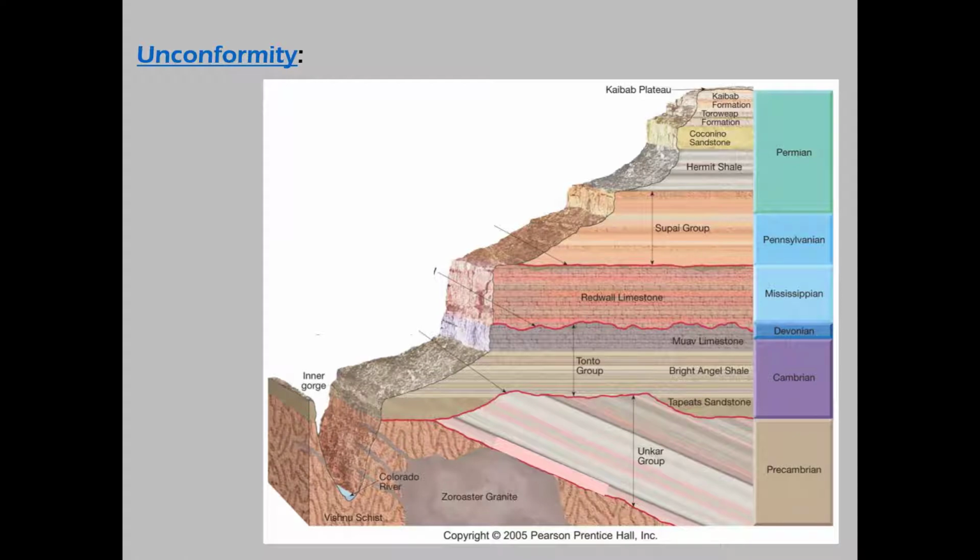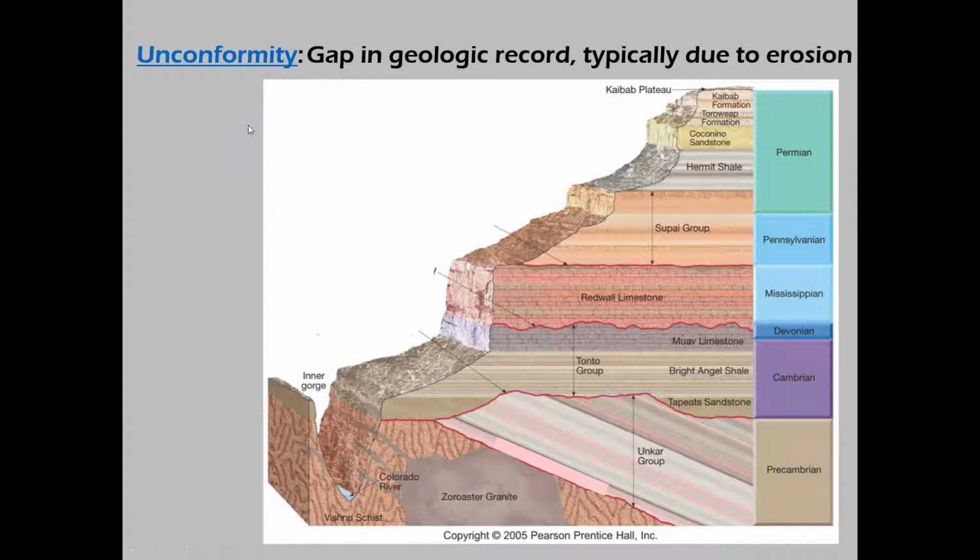Rock record can be lost in what's called an unconformity. An unconformity is also important whenever geologists want to tell a story because it's a gap in the rock record. Typically this is due to erosion. It can also occur because there's a period of non-deposition.